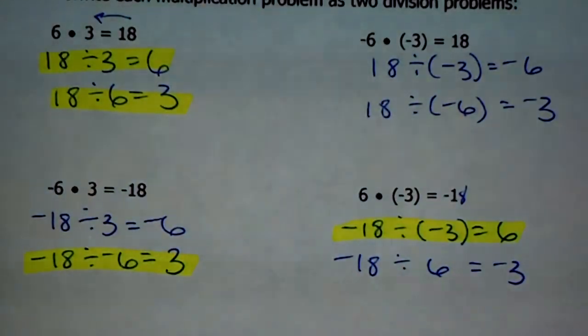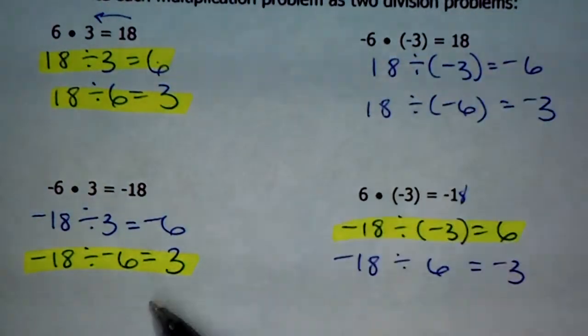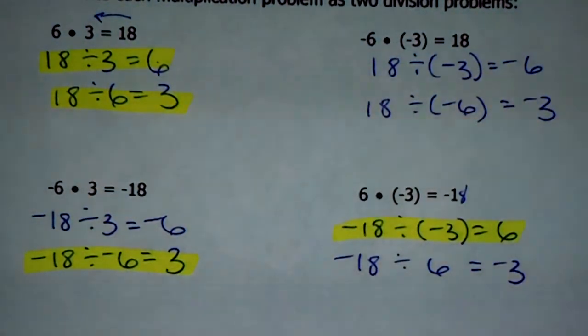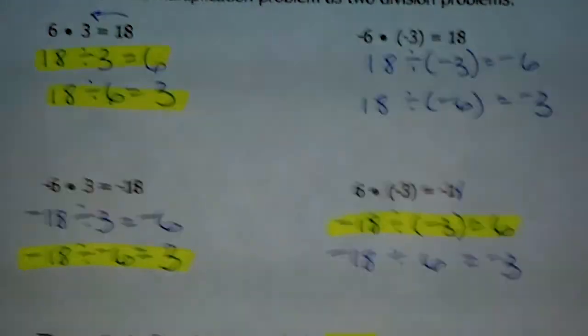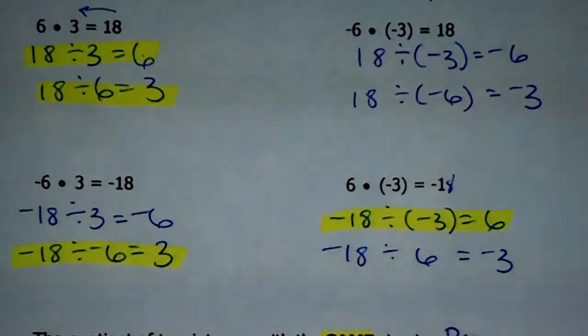What do you notice about when you divide 2 numbers with the same sign? 6, 3, 3, 6. All those are positive numbers, aren't they? So the quotient of 2 integers with the same sign is positive.